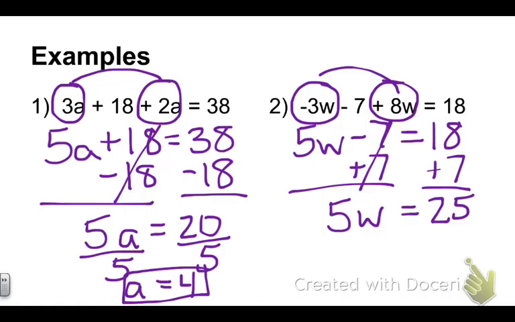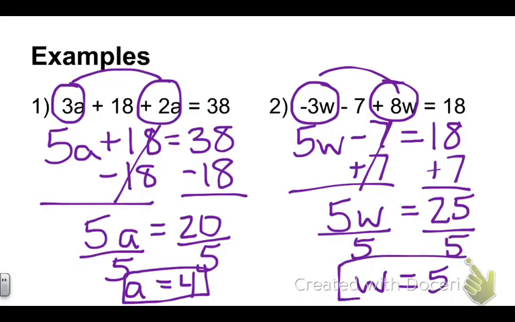I know you can do that in your head, but go through the motions. W is being multiplied by 5. What is the inverse of multiplying? That is dividing. Whatever you do to one side, do to the other. 5 divided by 5 gives you 1w. That's what we want to solve for. 25 divided by 5 is 5. That is it for combining like terms. You've got that all day long.